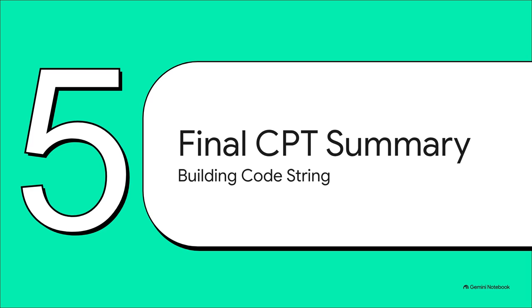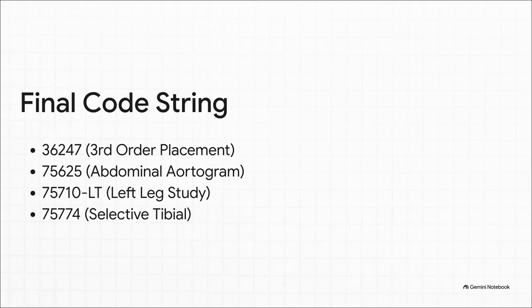Section 5. Final CPT Summary, building the code string. You know, building an IR coding string is honestly like assembling a giant puzzle. Every single piece has to fit logically. So here is our perfectly sequenced final CPT code string. We have 36247 for the ultimate third-order physical placement, 75625 for the central aortogram, 75710 LT for the primary diagnostic study of the left leg, and finally 75774 for that extra highly selective tibial imaging. It's a complete, fully compliant reflection of the physician's work.